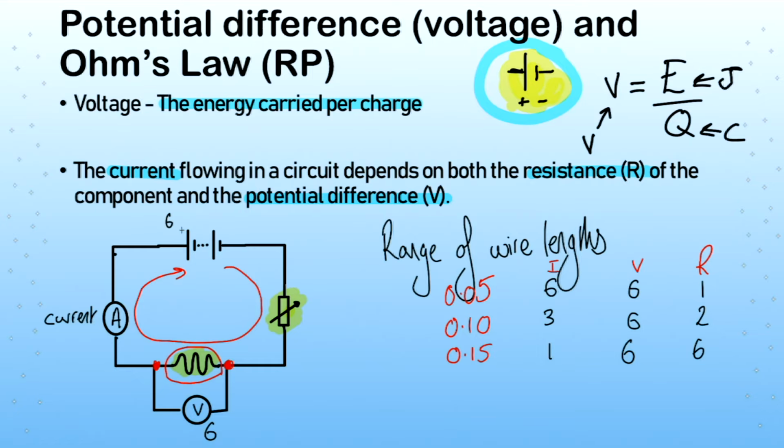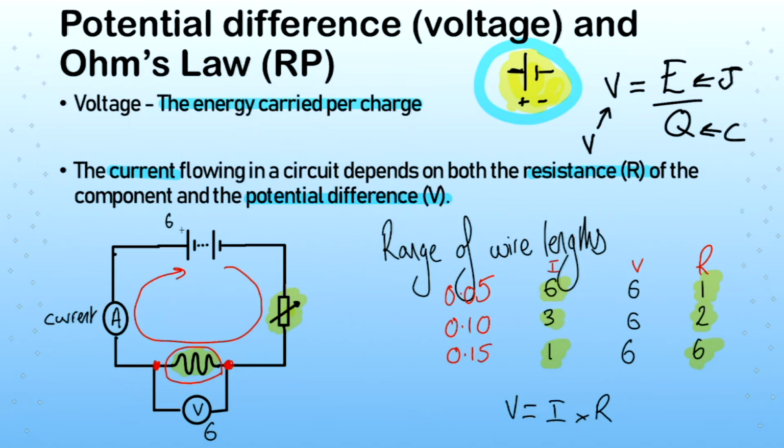The voltage in here, the total voltage, should always be equal to the current times by the resistance. So R being 1, I being 6, 6 times by 1 gives us 6 volts. 3 times by 2 gives us 6 volts. 1 times by 6 gives us 6 volts. So if we're going to increase the resistance, the current must decrease. It's called an inverse proportionality.